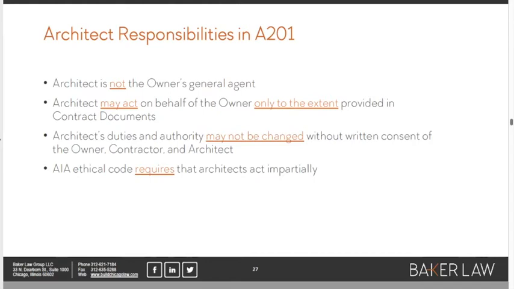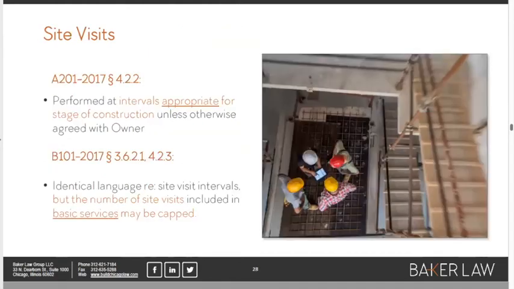I think that the AIA has done a great job to try to make this document fairly up the middle for all the various parties, right? Of course, no GC would ever agree to use this document if it wasn't reasonably impartial. But I do want to point out that the AIA ethical code requires architects to act impartially. So, an architect is not allowed to just be in the best pocket of the owner and always interpret everything in the way that's most favorable to the owner. And there's a bunch of specific provisions in the general conditions that carry forward that idea.